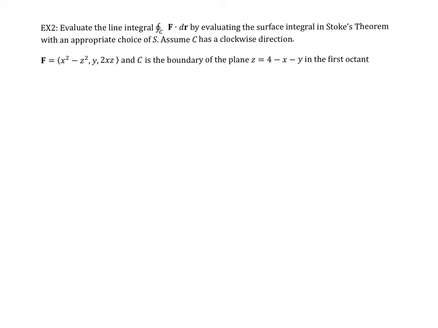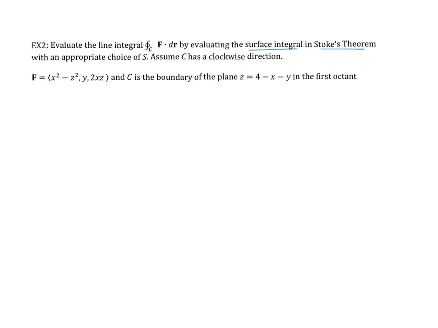We're going to do a few more examples, and something to keep in mind is that you can always use integrals from prior sections. You don't have to just use the line and the surface integrals in this section here. Example 2, we want to evaluate the line integral by evaluating the surface integral in Stokes' theorem. So all that's saying is to use the double integral over the surface of the curl of F dotted with the normal vector, with an appropriate choice of S.